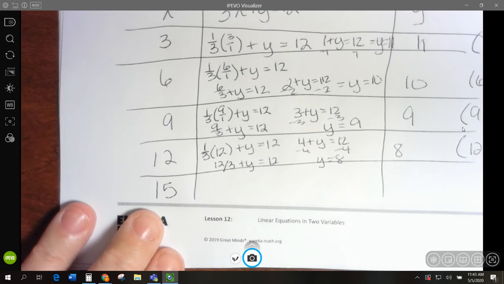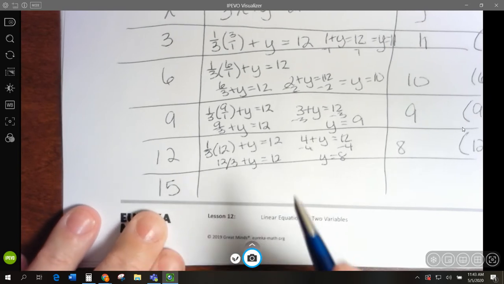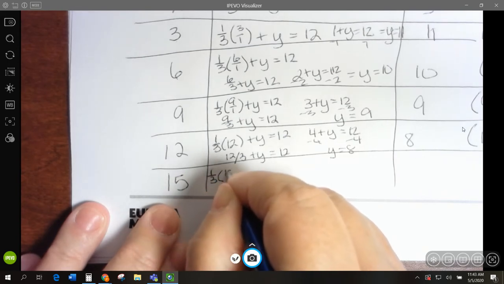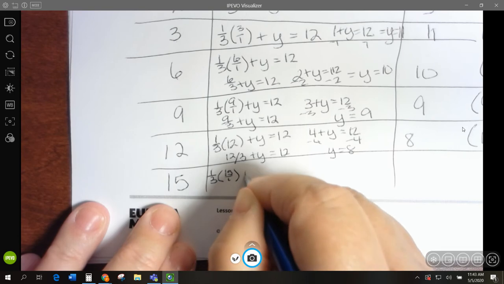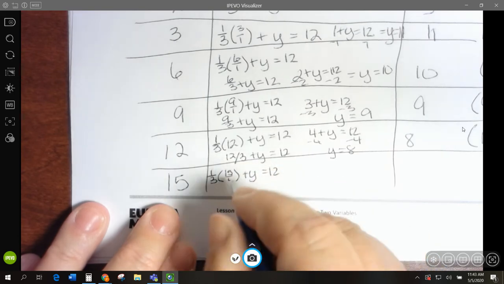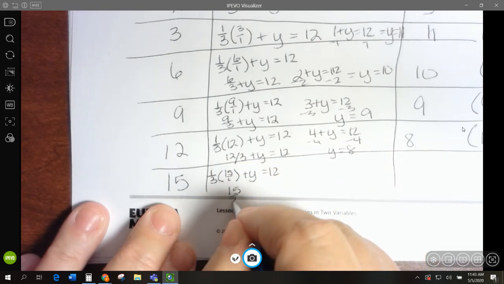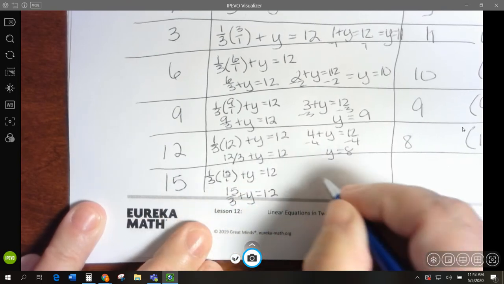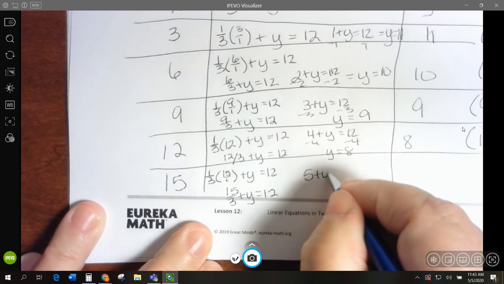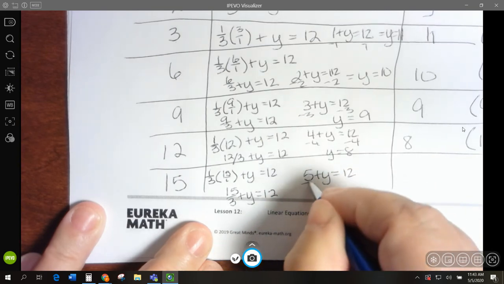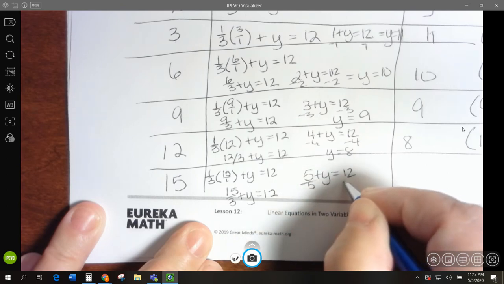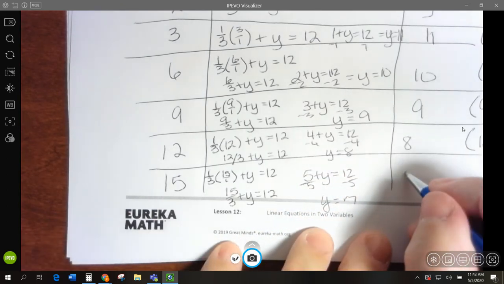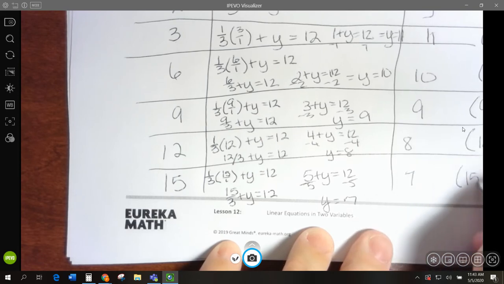For number 5, x is 15, we're going to have 1/3 times 15. If you want, you can do 15 over 1, right? Plus y equals 12. That'd be 15 divided by 3 plus y equals 12. 15 divided by 3 is 5 plus y equals 12. Subtract 5 from both sides, and y is going to be 7. So our coordinate point would be 15, 7.